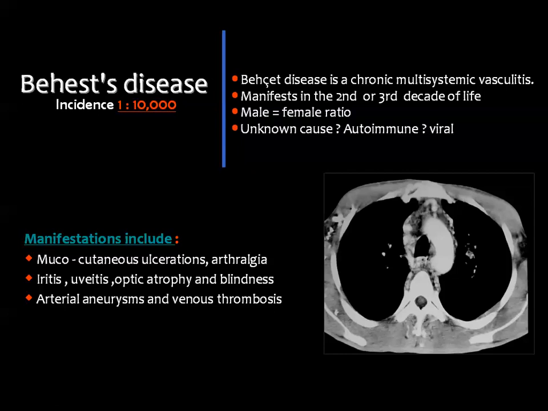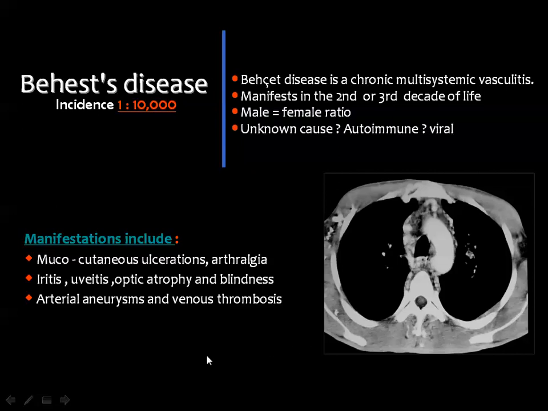And we came to Behçet disease, which is also a vasculitis affecting the major vessels. Behçet is a chronic multi-system vasculitis that affects the second and third decades of life. Males are equal to females, and the cause is, of course, unknown.